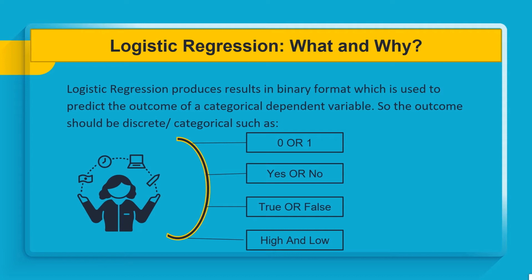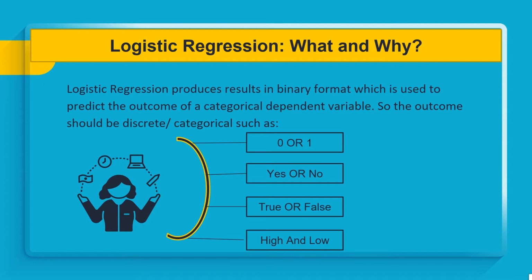Now, by discrete, I mean the value should be binary, or you can say you just have two values. It can either be 0 or 1, yes or no, true or false, or high or low. So only these can be the outcomes. So the value which you need to predict should be discrete, or you can say categorical in nature.